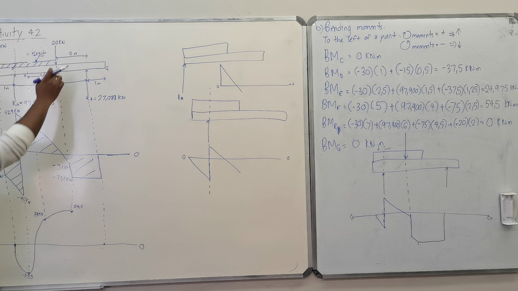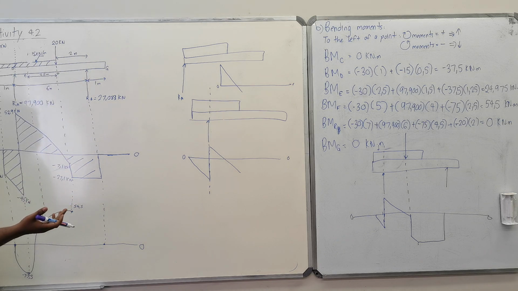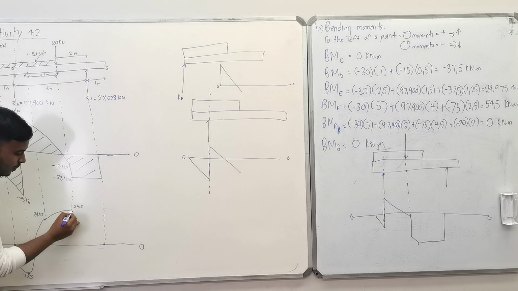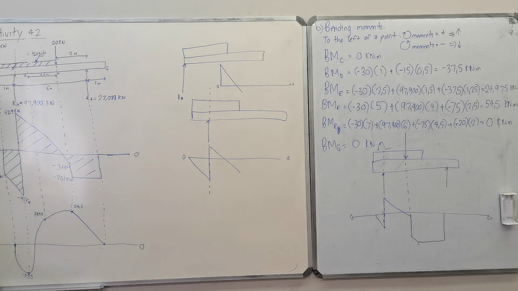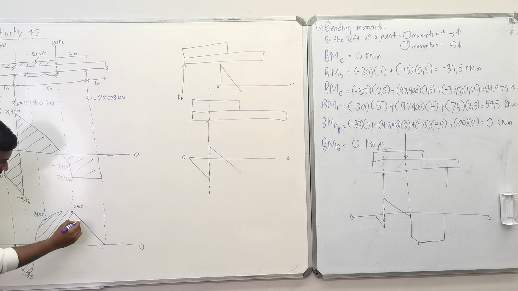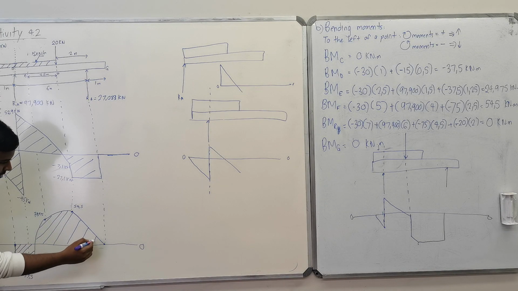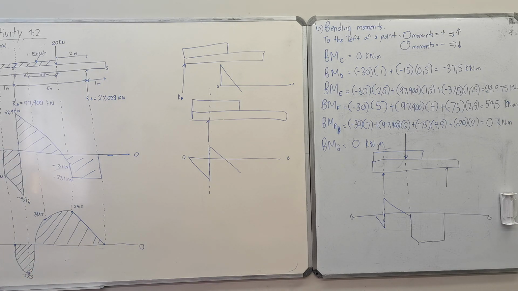Right? From here to here, what do you have? 2 concentrated loads. Between 2 concentrated loads on a bending moment diagram, it will be a straight line. Do you understand? A sloping straight line. It's easier to draw. And then all this here is your bending moment diagram.